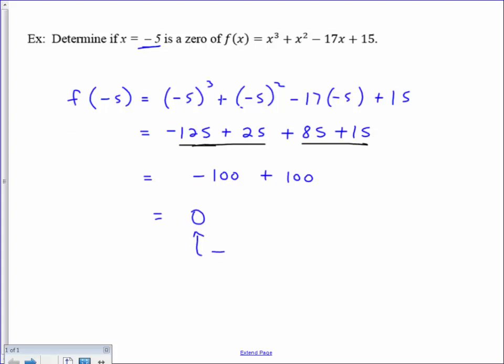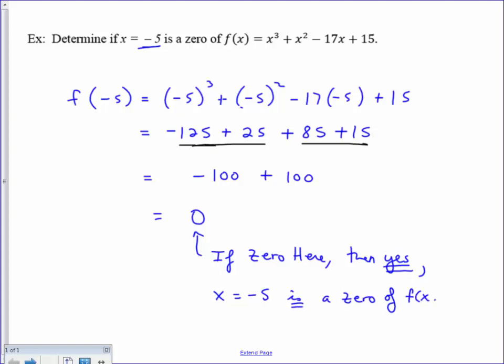Okay, so on here, just make a note. If 0 here, then yes, x equals -5 is a zero of f of x. So we've answered our original question.